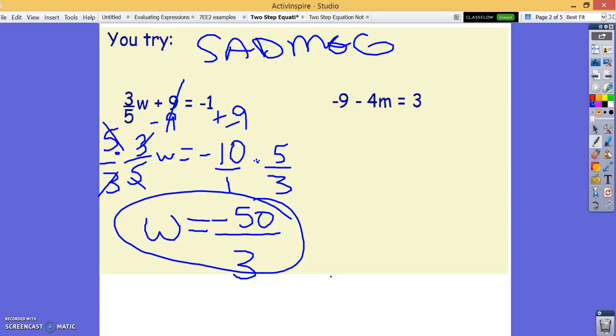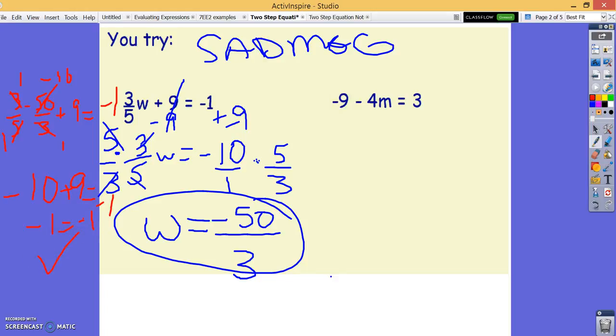So if I go to check my work here, 3/5 times W, negative 50/3, plus 9, it should equal negative 1. Let's go ahead and check that. The 3's cancel off and become 1s. The 5 becomes a 1. The negative 50 becomes a negative 10. So now I have negative 10 plus 9 should equal negative 1, and in fact, it does. So I've checked my work, and it works.